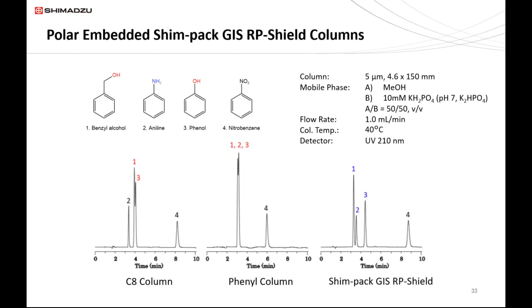For example, these four compounds, benzyl alcohol, aniline, phenol, and nitrobenzene, are not well separated by other reverse phase columns such as C8 and phenyl column, but can be separated with the help of hydrogen bonding interaction on a Shimpact GIS RP Shield column.